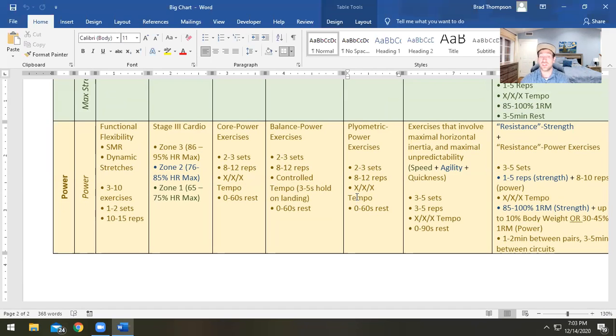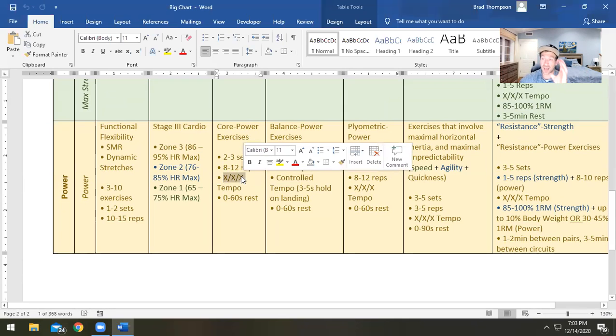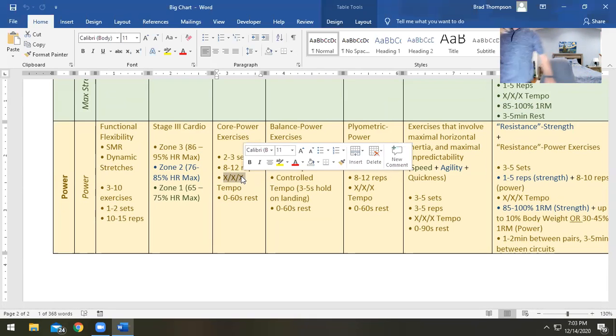And then we're going to do an explosive tempo for your core power exercise. That means that not only is it explosive when you're throwing it, it's explosive when you're catching it. So let's say one of our core power exercises that is a really good oblique exercise is the medicine ball rotation chest pass.